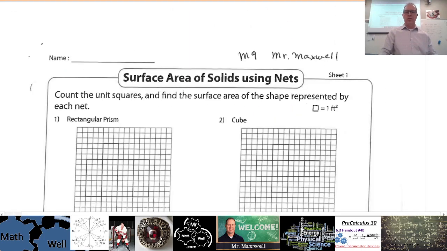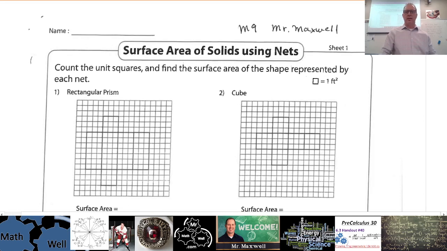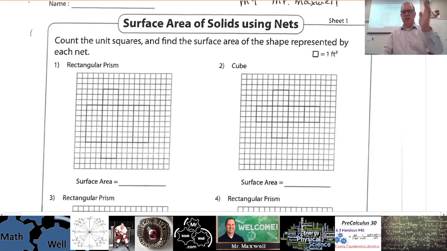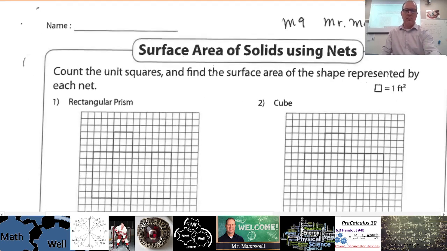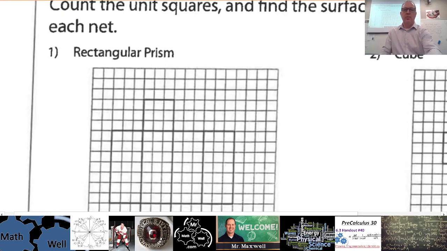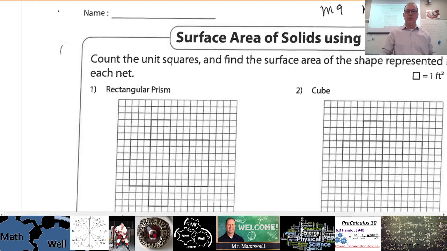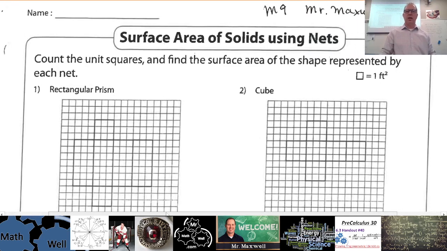Also, let's see, this one here, I just want to highlight this. Before you get too far, I'll just throw this on there because we haven't talked about this one yet. This is a little bit of practice with the nets. We haven't had a lot of practice with net diagrams, but what it says is count the unit squares and find out the surface area of the shape represented by each net. So each square is 1 foot squared.